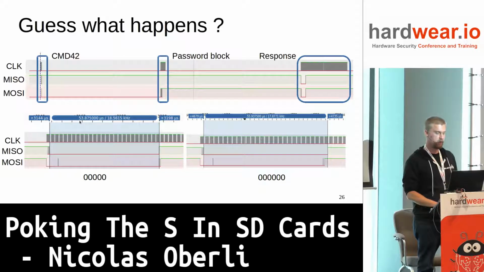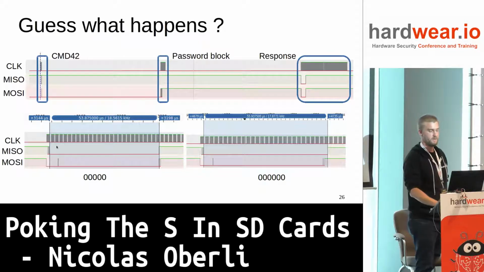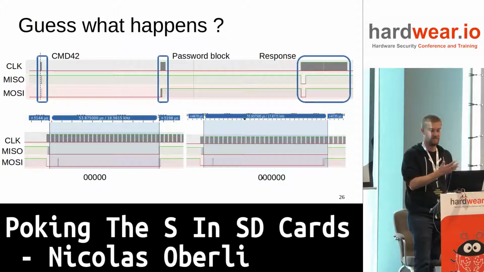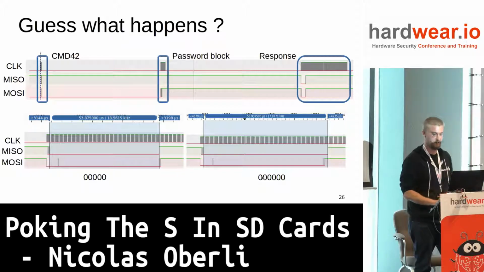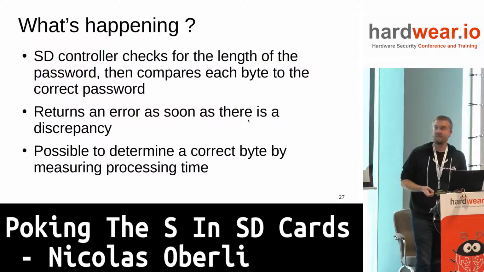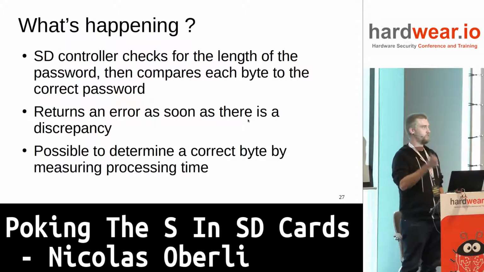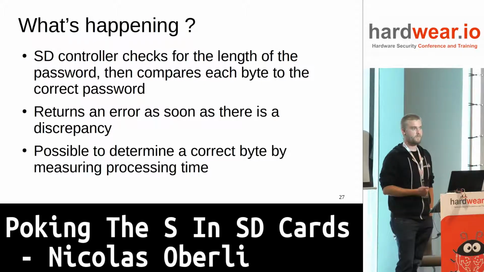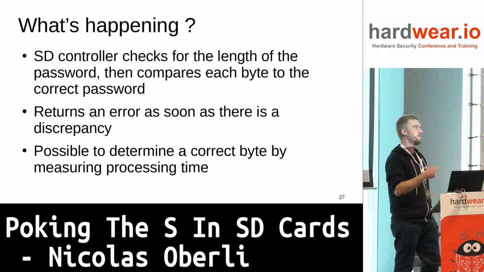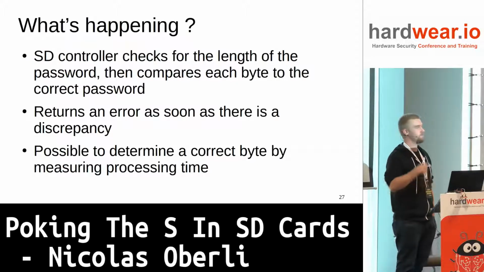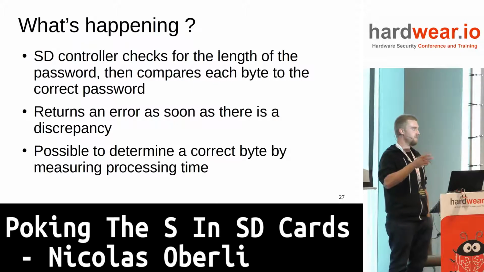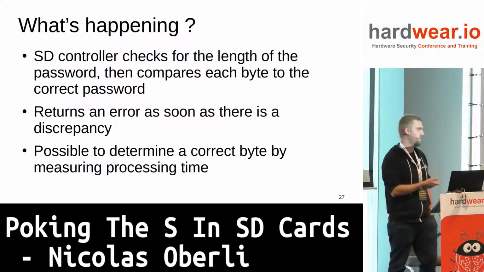So here you can see that if I send a password length, a password which contains 5 zeros, it takes around 53 microseconds to process my password. If I type 6 characters, which is the same as the length of my correct password, the time to process is 55 microseconds. What's interesting here is that the card controller first checks the password length, and then it processes the password byte per byte. And as soon as there's a discrepancy, it will answer that the password is incorrect.